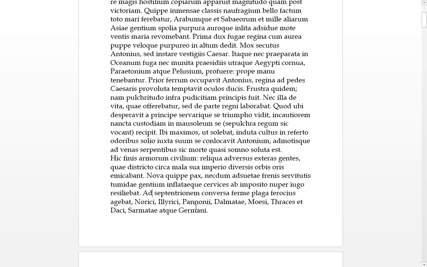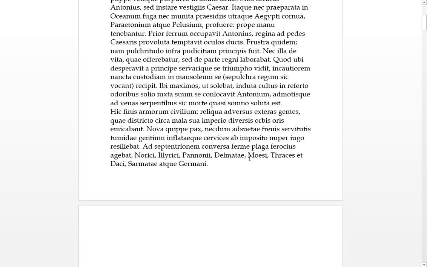Who in English are Noricans, Illyrians, I've heard of them, the Pannonians, the Dacians, actually. Is that supposed to be Dalmatians? No, it's not. It's supposed to be Del. I wish they'd write this all in one agreement. Dalmatae, okay. The Dalmatians, the Moesians, the Thracians, the Dacians, Sarmatians, and Germans. Okay, that's it for the day.